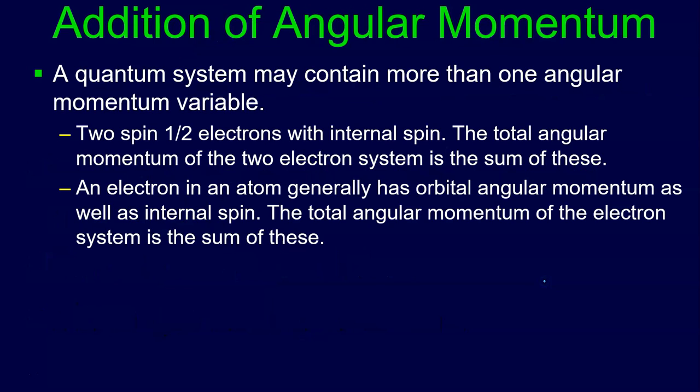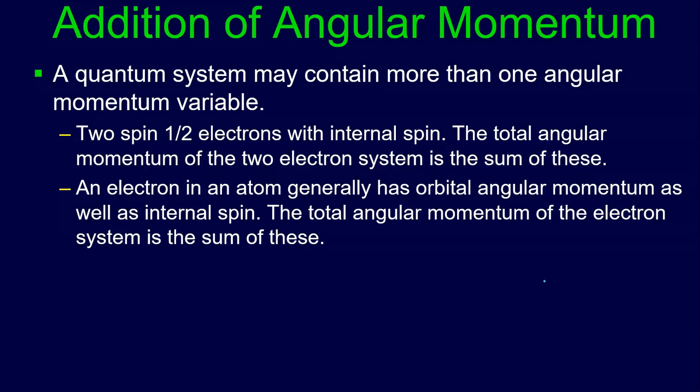So a quantum system may contain more than one angular momentum variable, and the two examples we'll look at most are: you might have two particles with spin, and we might be curious as to what angular momentum those two particles with internal angular momentum will combine to have. And the other really important case for us is that an electron in an atom generally will have both orbital angular momentum as well as internal spin, and so we might want to add those two to find the total angular momentum of the electron system.